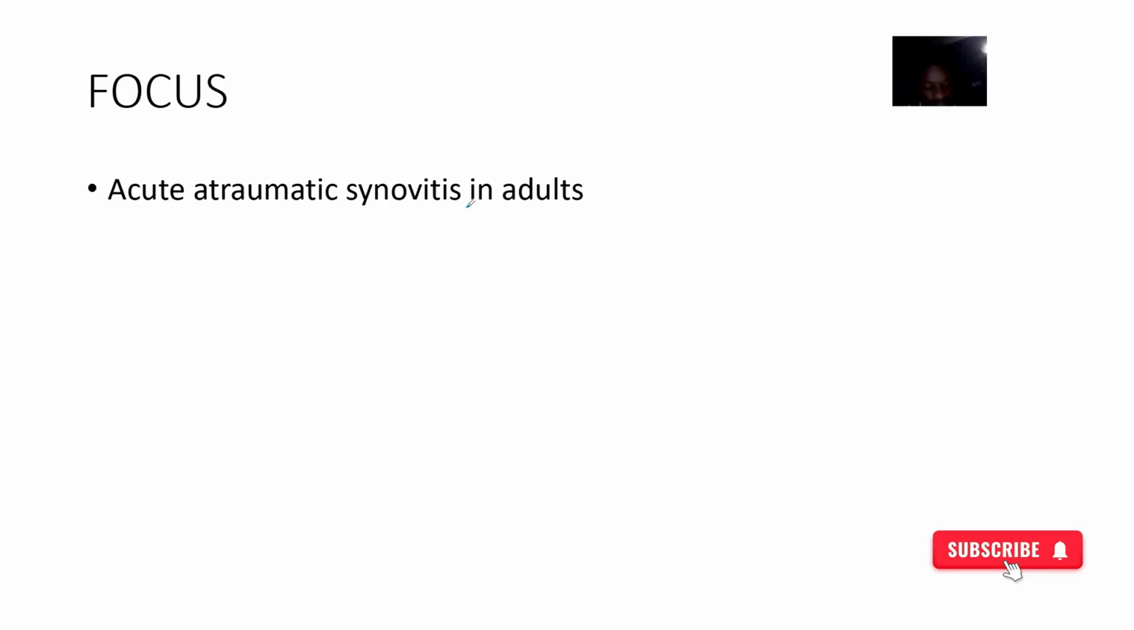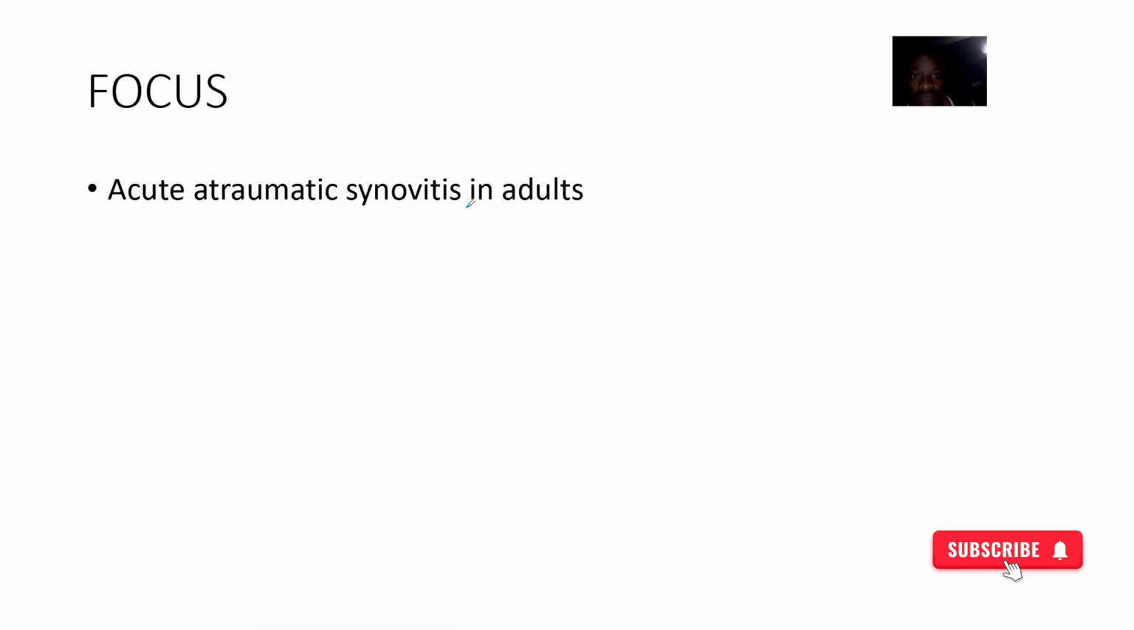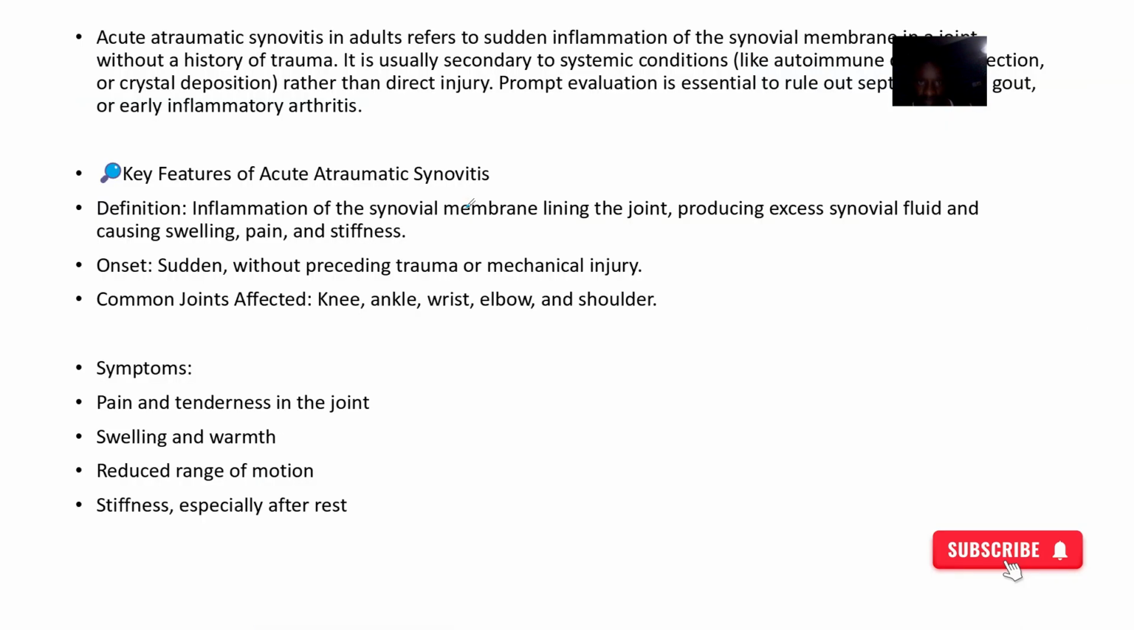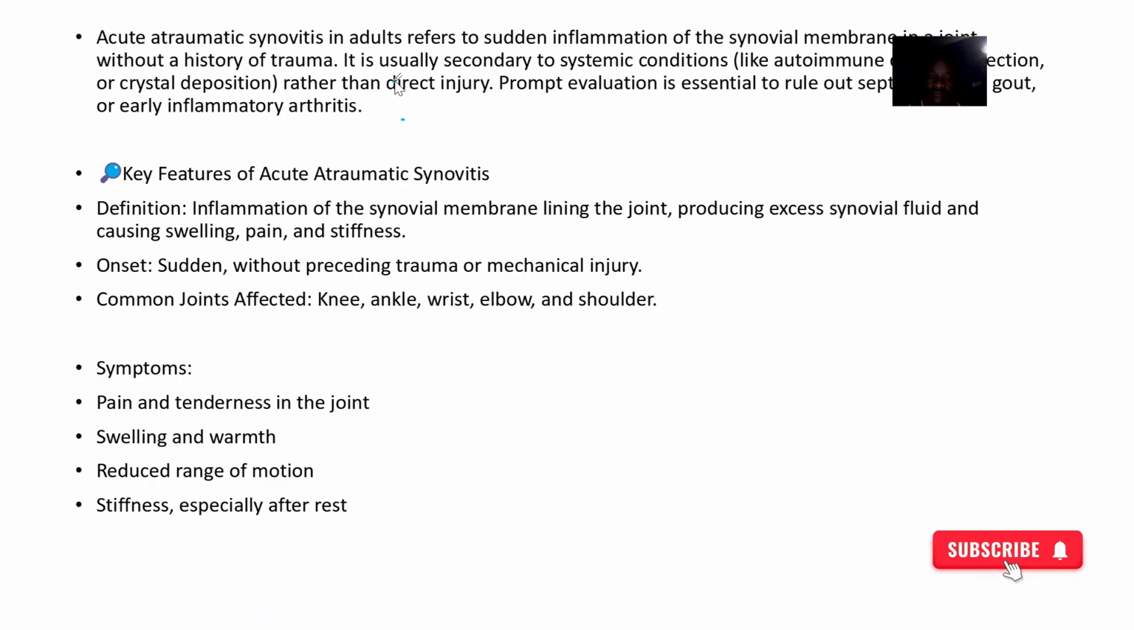So it's usually a problem in adults. Acute atraumatic synovitis. So this just refers to what? Sudden inflammation of the synovial membrane in the joint, and there's no previous history of trauma. So it's usually secondary to what? Systemic conditions, like autoimmune disease, infections, or crystal deposition.